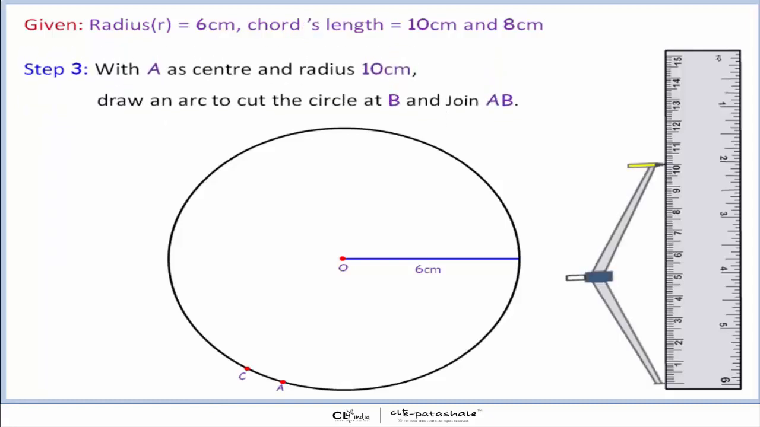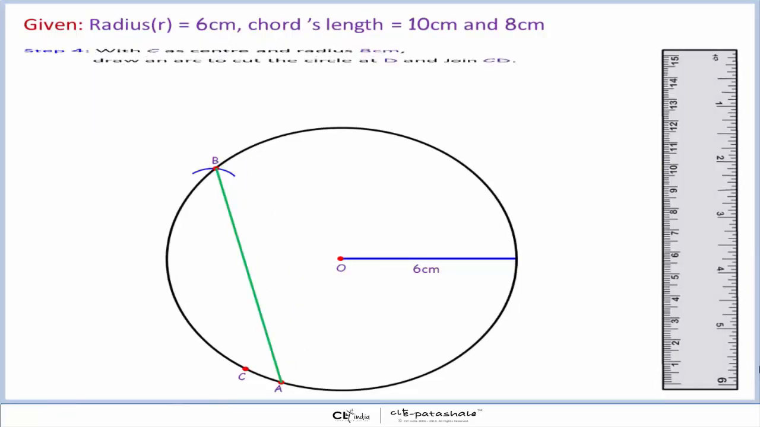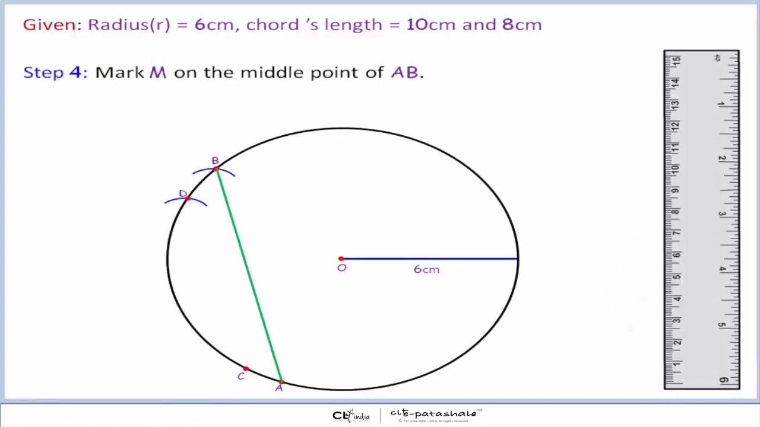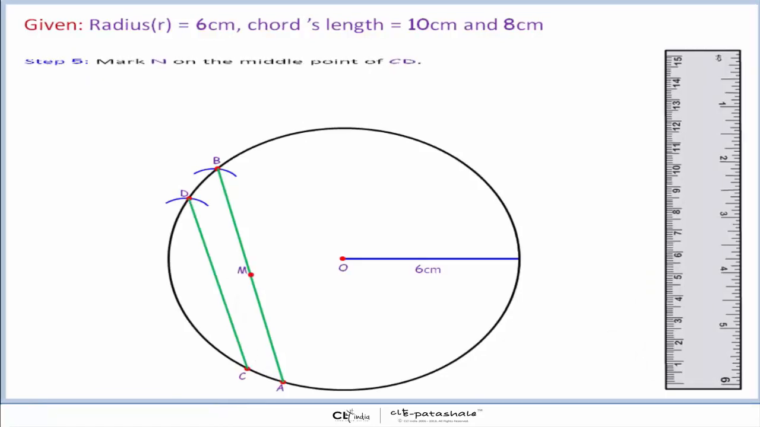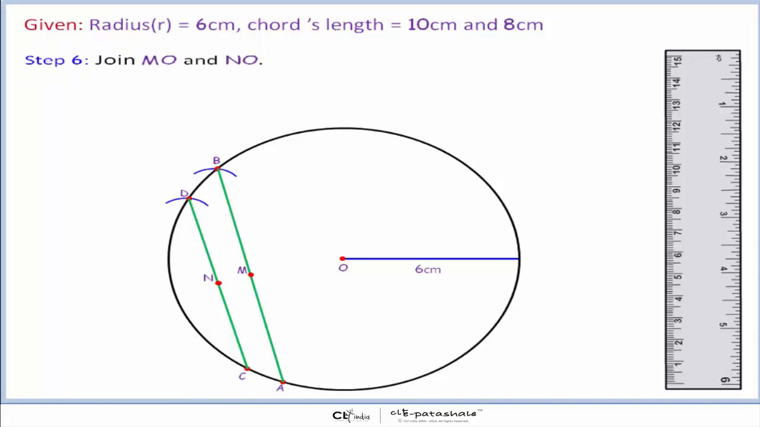Step 3. With A as center and radius 10 cm, draw an arc to cut the circle at B and join AB. Step 4. With C as center and radius 8 cm, draw an arc to cut the circle at D and join CD. Mark M on the middle point of AB. Mark N on the middle point of CD. Step 6. Join MO and NO.